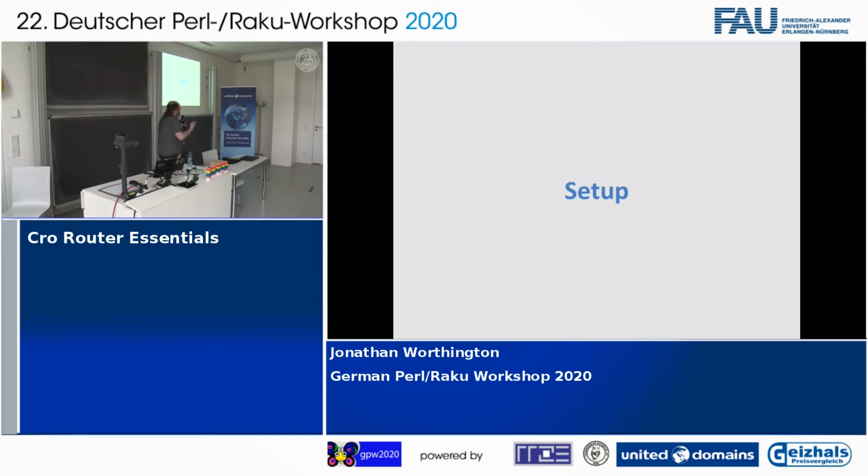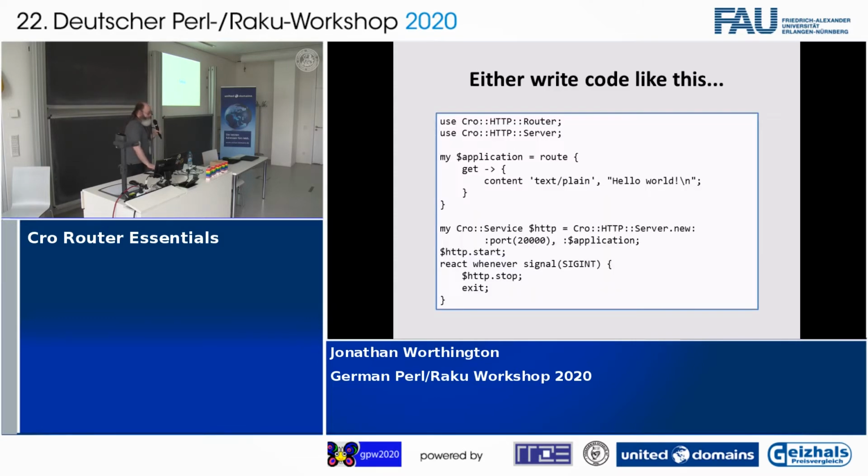So how do we get set up with a Cro application? Because we need one of those before we can play with the router. We can write a little bit of code if we don't like using any kind of tooling. So we use a couple of modules. We then see our first example of the route block there. And this route here is where we define the different routes, that is mappings of incoming requests to code to handle them. And in this case, we're just handling the request to the base URL, just a slash, and just saying return a text plain response that says hello world.